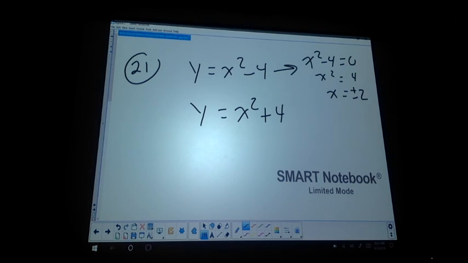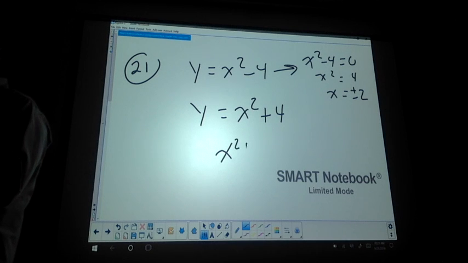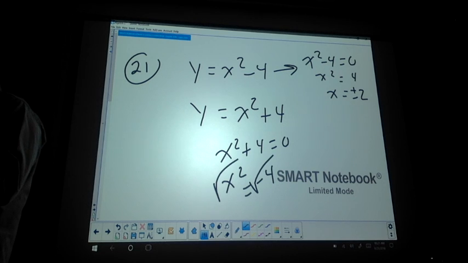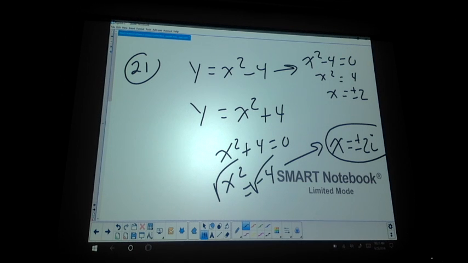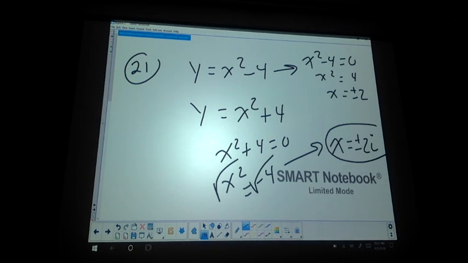So anytime it crosses the x-axis, that means it's a real root. But the bottom one, if I set this equal to 0 and solve it, I take the square root of both sides. And so actually the mathematical answer for this is plus or minus 2, and then I introduce i. i stands for an imaginary number. Imaginary numbers are part of the complex number system. So this means it doesn't cross the x-axis at any particular point, unless you created your x-axis to be imaginary numbers and your y-axis to be real numbers. But right now we're dealing with real to real. So that's 21.